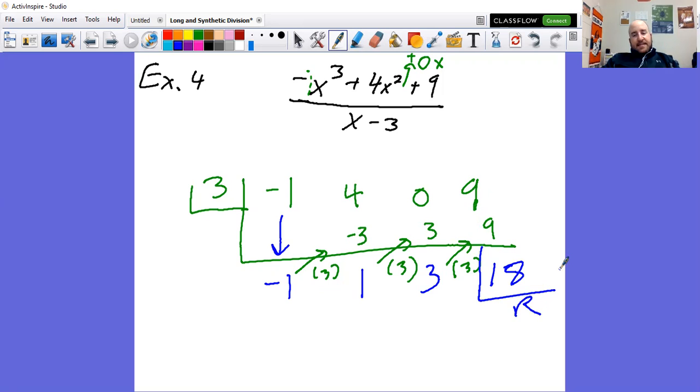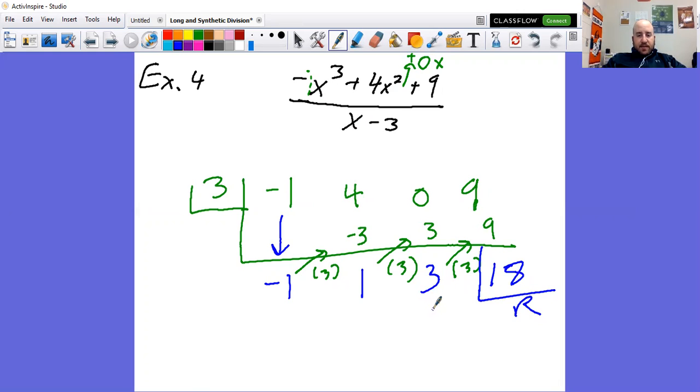So again, in the context of next week, all that means is that with me trying to do synthetic division, this 3 didn't work, which means x minus 3 is not a factor of this. So you'd have to try to find something else that is a factor. But in terms of still trying to divide this, this is still my remainder.